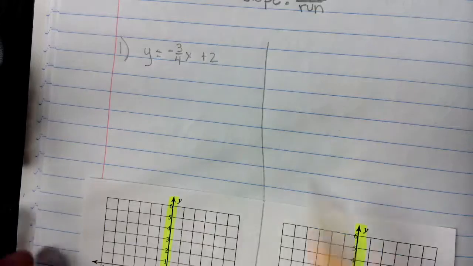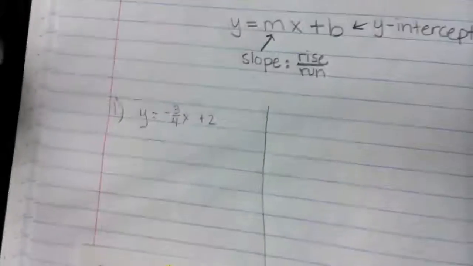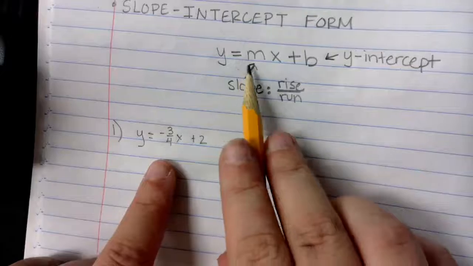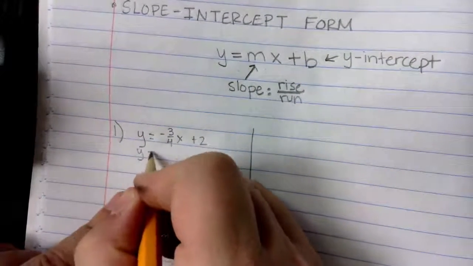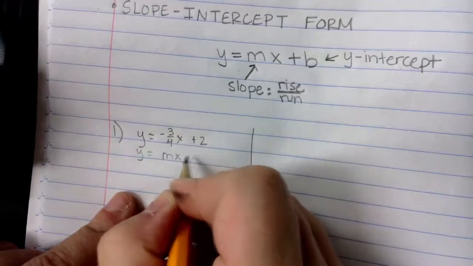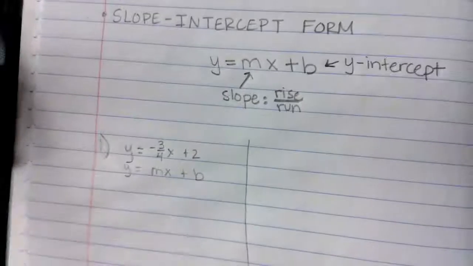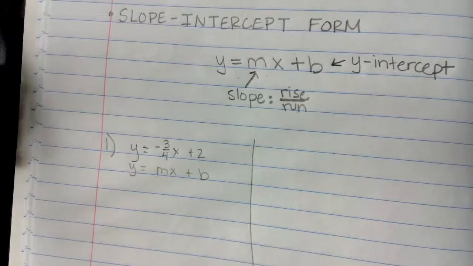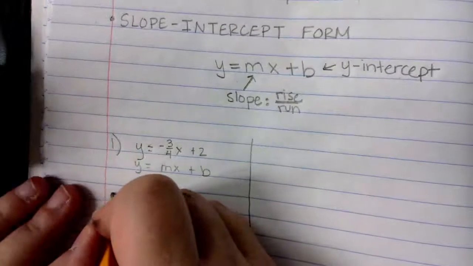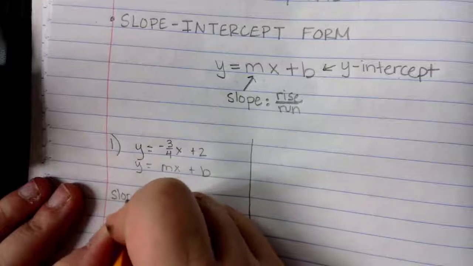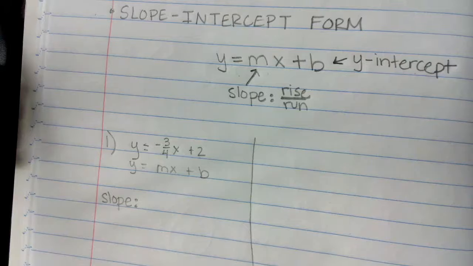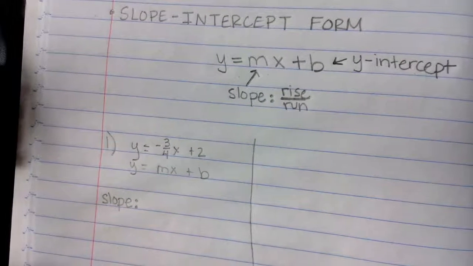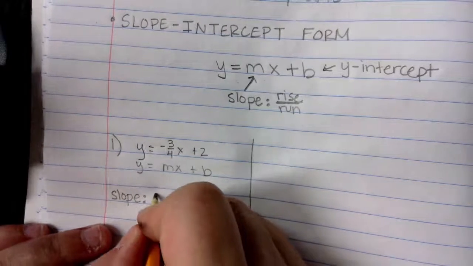Alright, so does this look like slope-intercept form? Is it in that form y equals mx plus b? Yes, let's just write that right underneath it. y equals mx plus b. Alright, so what is our slope? Slope is our m. And in this problem, what number represents our m? -3/4.